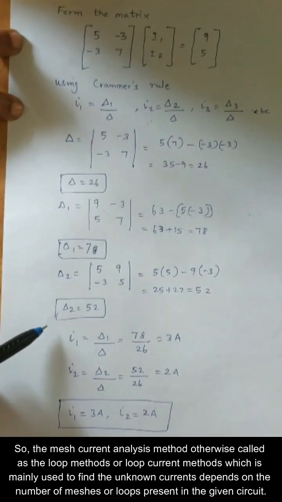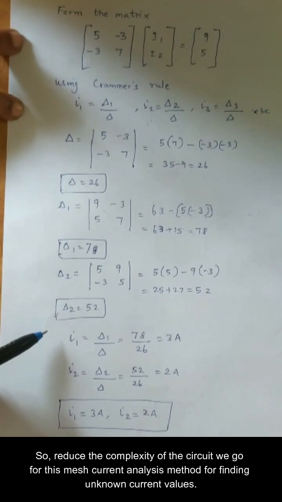The mesh current analysis method, otherwise called the loop method or loop current method, is mainly used to find unknown currents, depending on the number of meshes or loops present in the given circuit. To reduce the complexity of the circuit, we go for this mesh current analysis method for finding unknown current values.